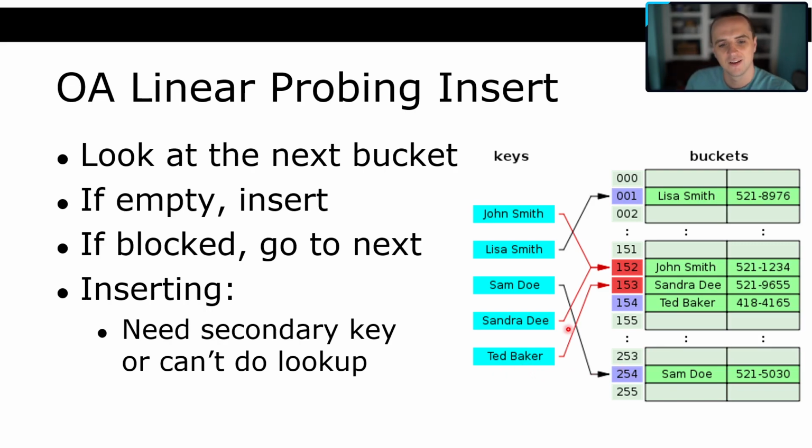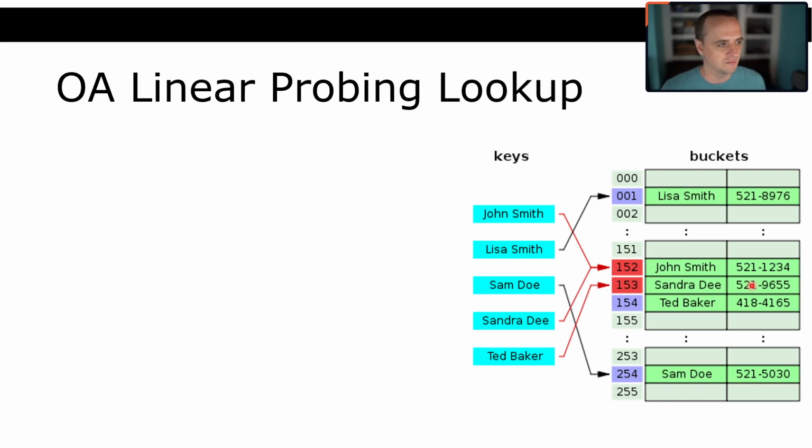However, then we have Ted Baker and we want to insert Ted Baker's information. Ted Baker just so happens to hash to 153. But even though no other thing hashed to 153, because of open addressing linear probing, now Sandra D is at 153. So Ted Baker can't go into 153. Sandra is there. So we linear probe ahead to put Ted Baker in the next open position.